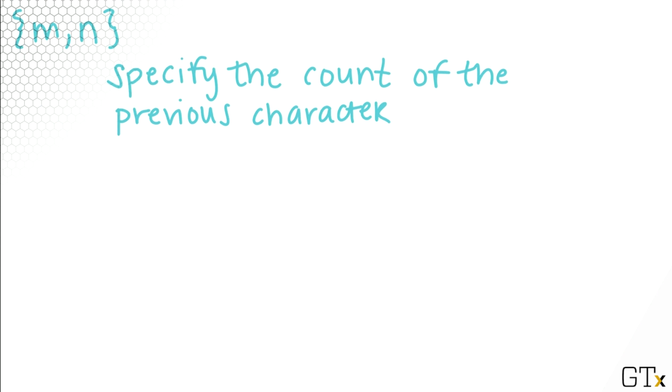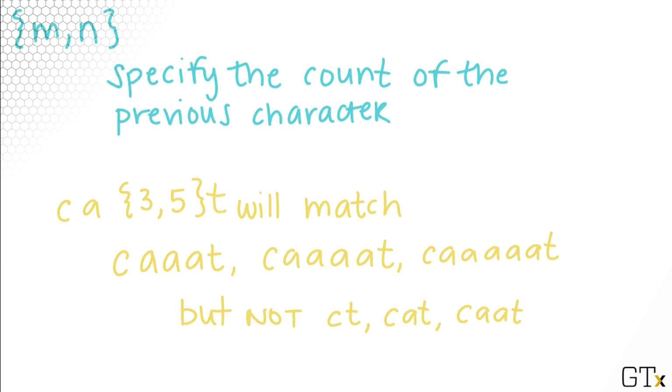We can also specify the count of the letter that we want to use. Setting M equal to 3 and N equal to 5 in conjunction with our CAT example, we can match any of the three options, C with 3 A's and a T, C with 4 A's and a T, and C with 5 A's and a T, but we don't match C with 1 A and a T or C with 2 A's and a T.